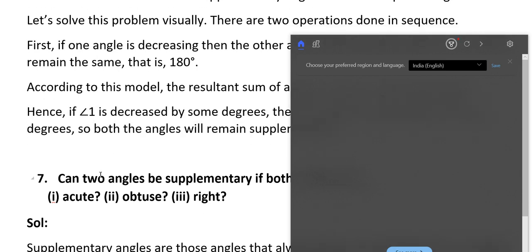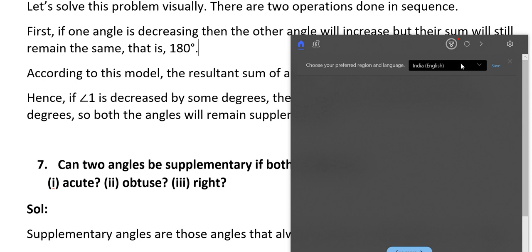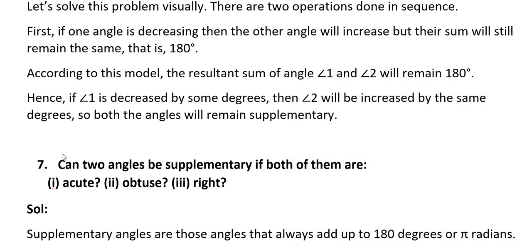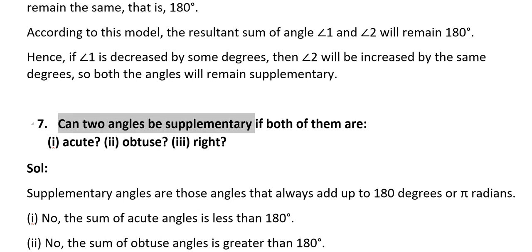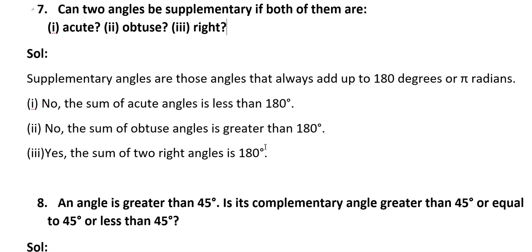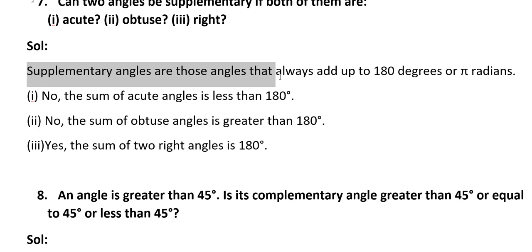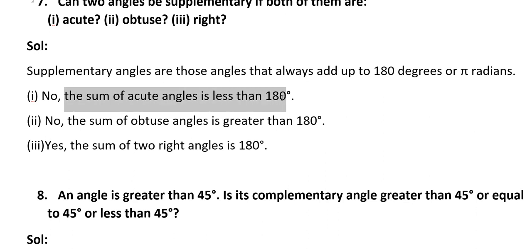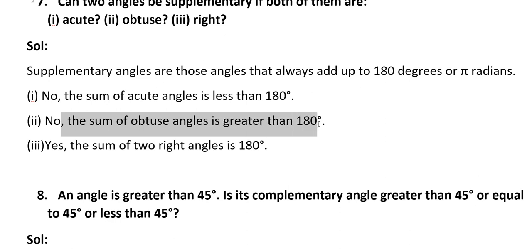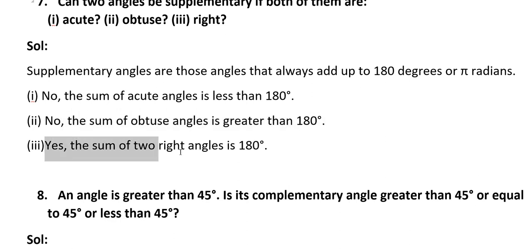Seventh problem. Can two angles be supplementary if both of them are acute, obtuse, or right? Solution. Supplementary angles are those angles that always add up to 180 degrees, which is pi radians. No, the sum of two acute angles is less than 180 degrees. No, the sum of two obtuse angles is greater than 180 degrees. Yes, the sum of two right angles is 180 degrees.